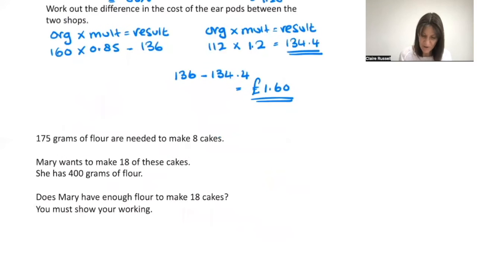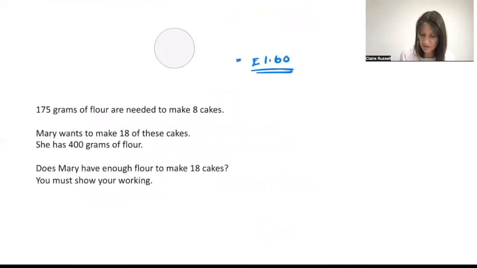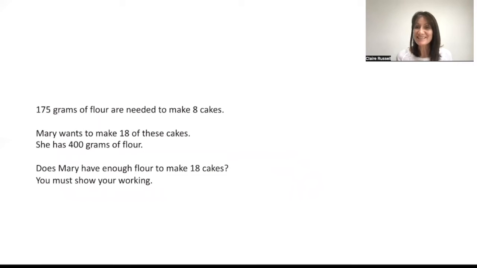All right, next one. It's another calculator question, so please do use that and press play when you're ready.